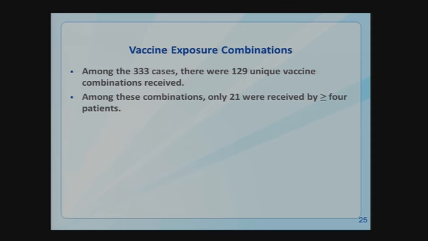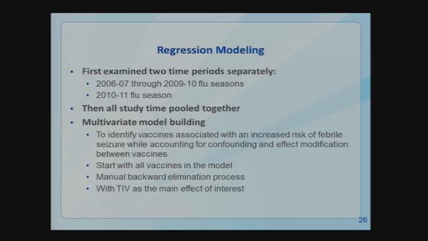So our approach to this, to delve into all those different vaccine exposures on the previous slide, is to use regression modeling. So we first examined 2 time periods separately, the earlier time period and then the 2010-11 flu season separately to see if there were differences. And then based on those results and those findings, we thought it was valid to pool all the study time together. And then our approach was to do multivariate modeling to identify vaccines associated with an increased risk of febrile seizure while accounting for confounding and effect modification between multiple vaccines received on the same day.